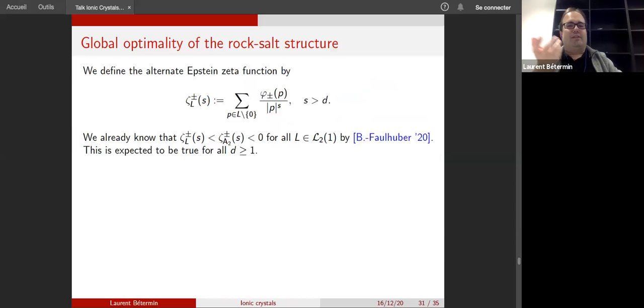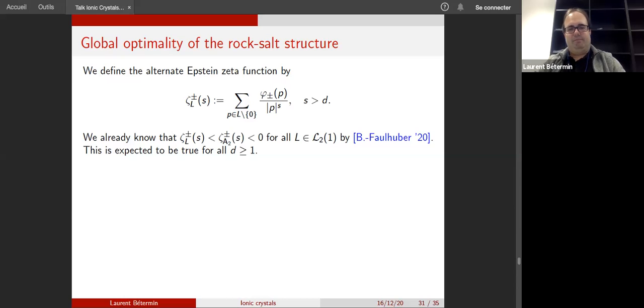And now, okay, the idea is, what about not restricting to these orthorhombic lattices? Then you can do something. There is something that we call the alternating Epstein zeta function. That's the Epstein zeta function with alternation of charge, divided by the distance to the power s. What we know already is that, because it's an alternation of charge and the potential is completely monotone, all these values are negative. That's something we know in dimension 2, but we ignore it in higher dimension. At least we don't know how to do it. But that's expected to be true in any dimension, that this value is negative.